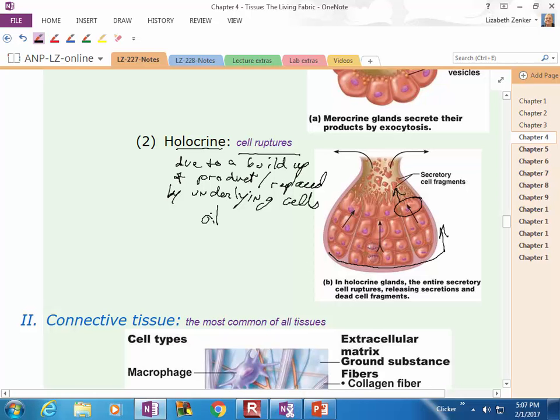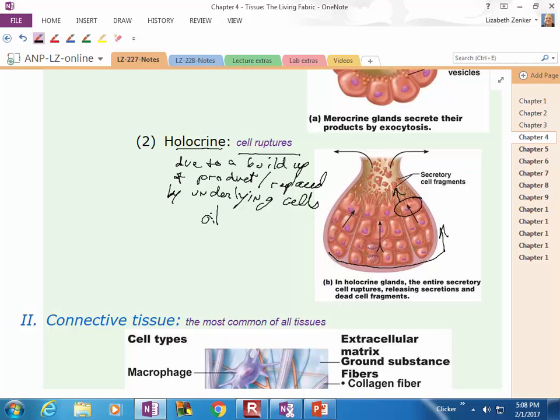So with sweat glands in the skin, like your forehead, your hands, and your feet, you sweat there. Oil in the hair and on the face. This would also be the process if somebody has acne and it's getting a buildup and then it finally ruptures. So let's see. And so holocrine kills, the cell ends up dying because it ruptures, right?